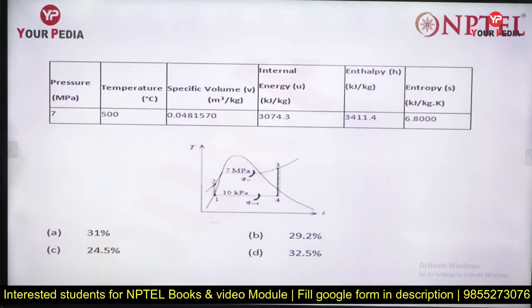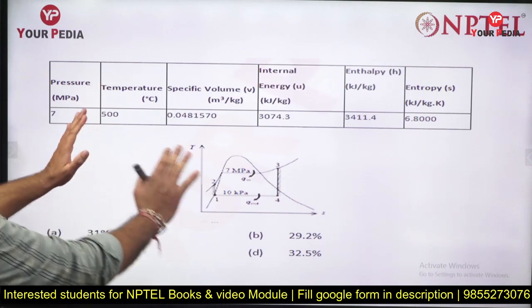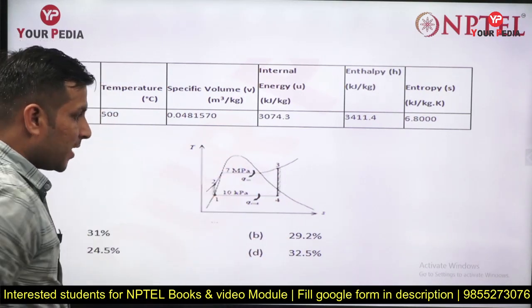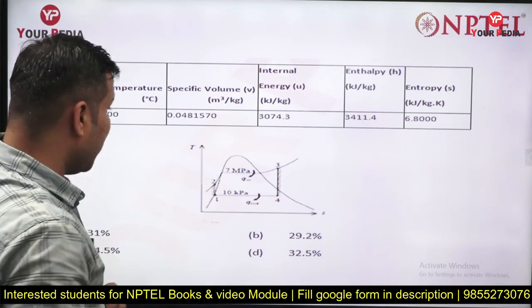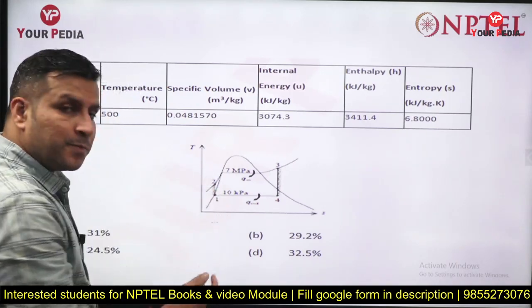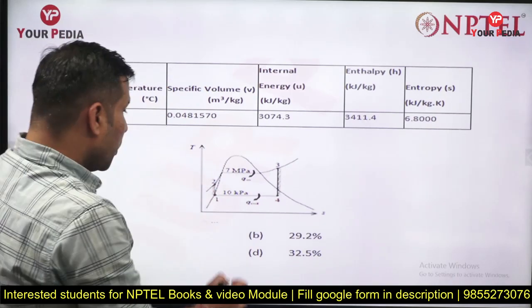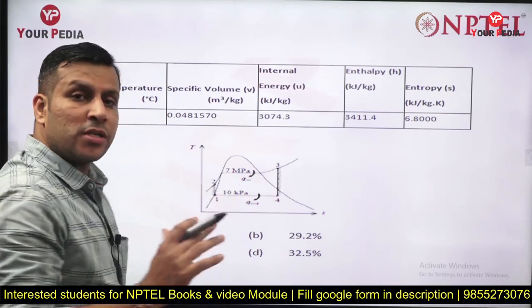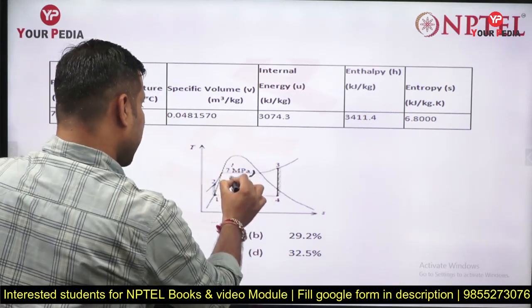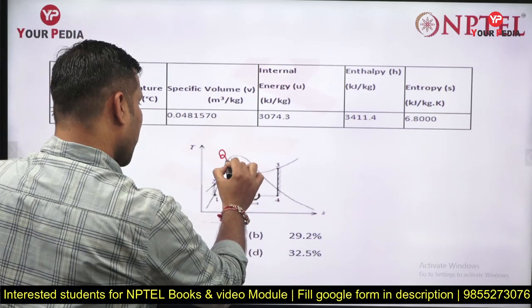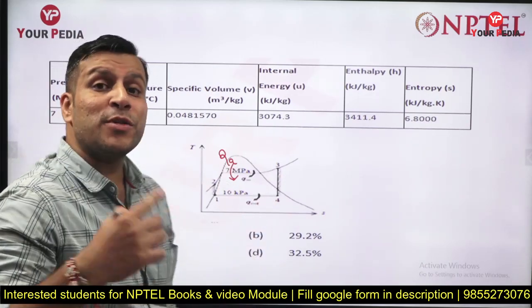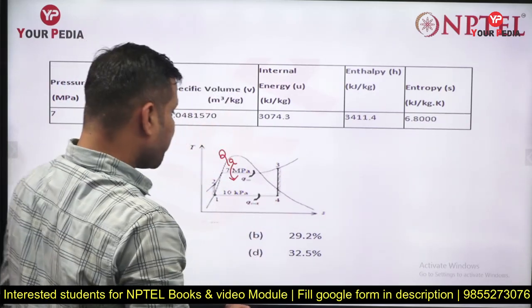Okay, units are also mentioned. So this is actually a standard Rankine cycle, guys. If you refer to this diagram, this is the standard Rankine cycle. 1 to 2 is the isentropic compression or pumping process. 2 to 3 is the constant pressure heat addition in the boiler. Okay, 3 to 4 is the expansion process in the turbine.